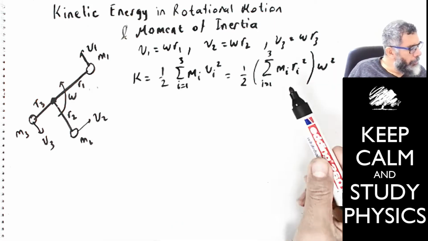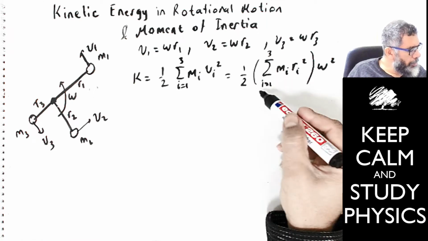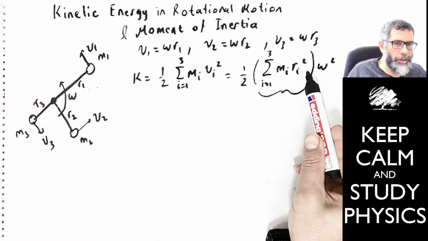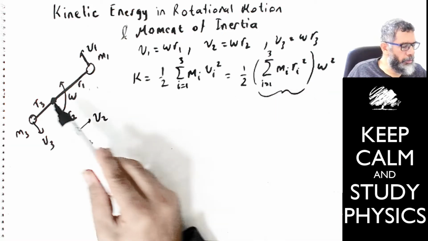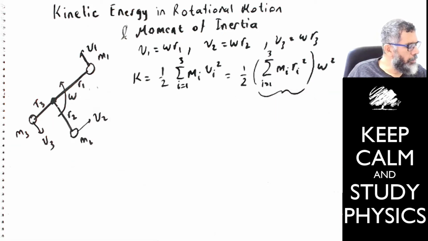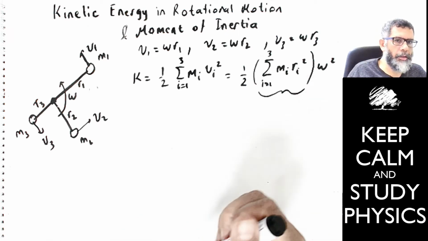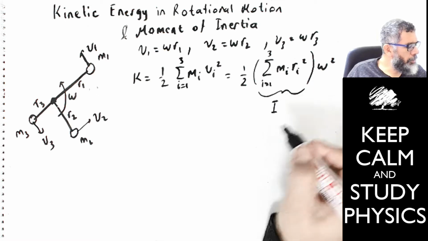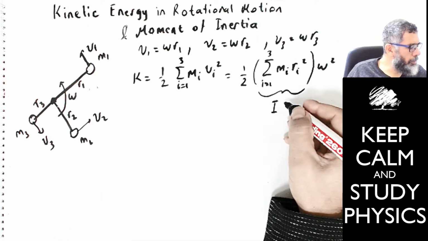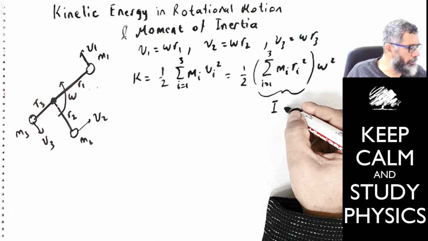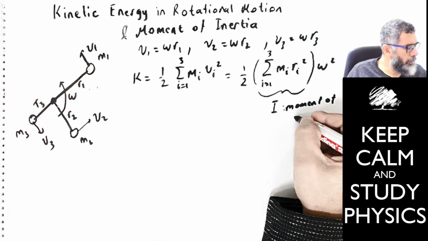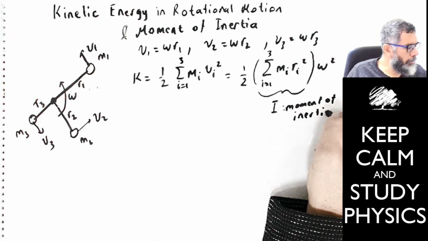And the expression in the parentheses is all about masses and their distances to the center of rotation, or the rotational axis. This has a special name, and we symbolize it as capital I, and this is the moment of inertia of the system. So, moment of inertia.